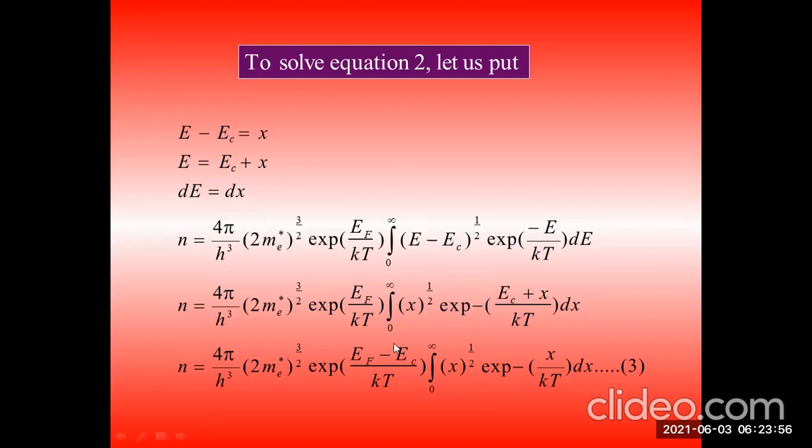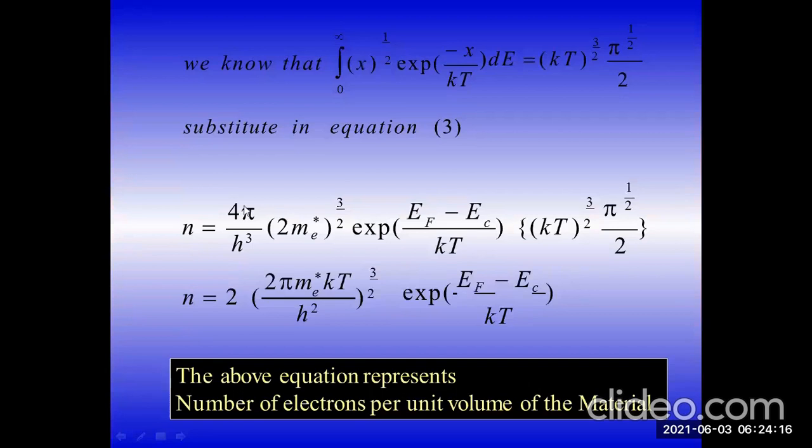Clear, everybody? Now again, as I told you about that exponential part, I'm taking exponential of (EF minus EC) by KT outside. What is remaining here? Exponential of minus X by KT into dX. Now this is equation number 3. Now we know that the integration from 0 to infinity of X to the power of 1 by 2 into exponential of minus X can be written as root pi by 2. That is called the gamma function.